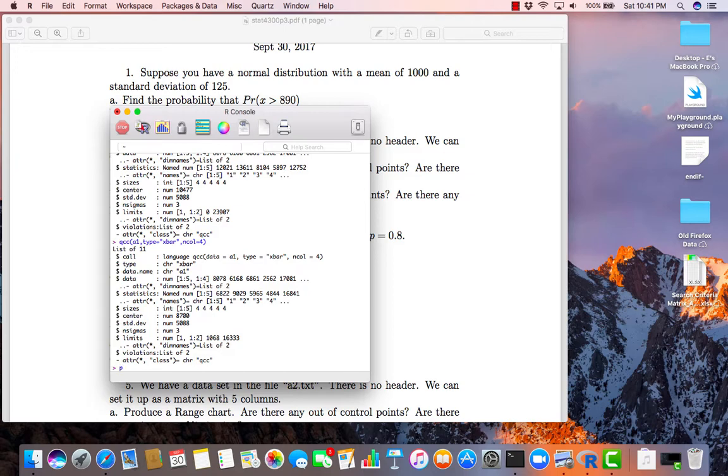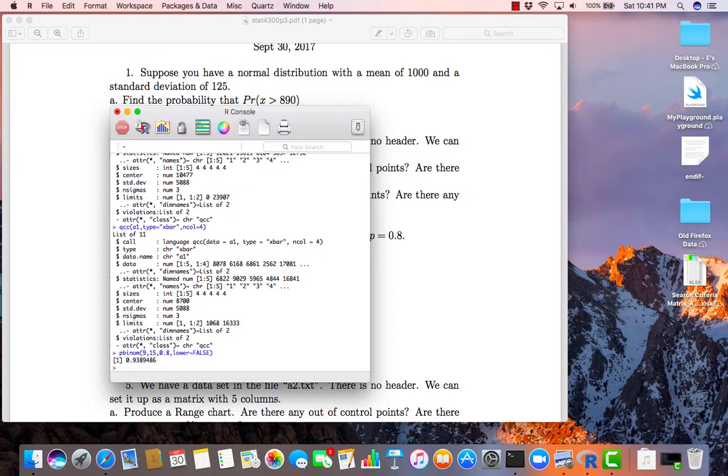We're going to use pbinom. And when we have greater than or equal to, we are including 10. So that means it's greater than 9. So I'm going to put in 9, 15, 0.8, and lower equals false. And it's going to give me 0.9389.